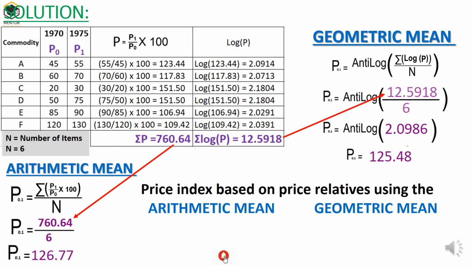So the price index based on price relative using arithmetic mean is 126.77, and we represent it in terms of percentage. The geometric mean is 125.48. So this is all about the simple average method, the second method of the unweighted index number. In this video, I have explained in detail the simple average method. In coming videos, I will be talking about the weighted index number.